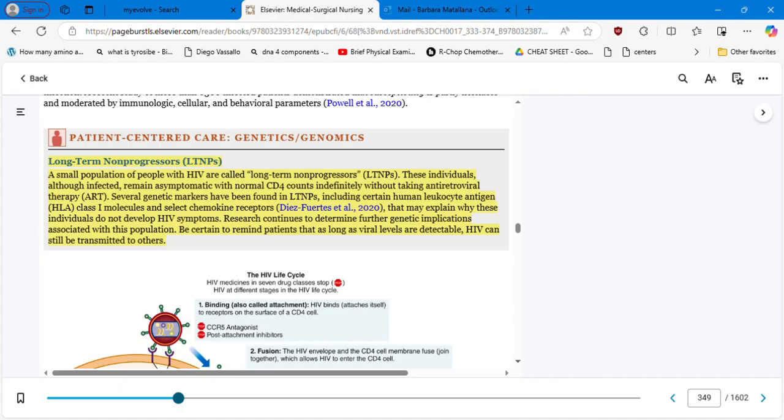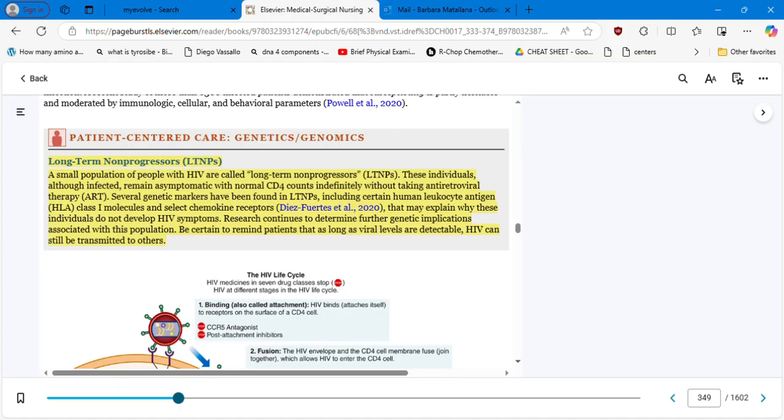A small population of people with HIV are called long-term non-progressors. These individuals, although infected, remain asymptomatic with normal CD4 counts indefinitely without taking antiretroviral therapy. So another word that I want you to remember is antiretroviral therapy. So they are asymptomatic, with normal CD4, without taking medications.